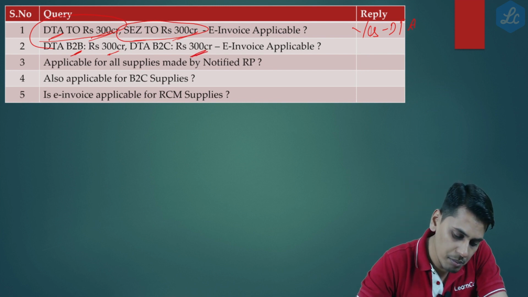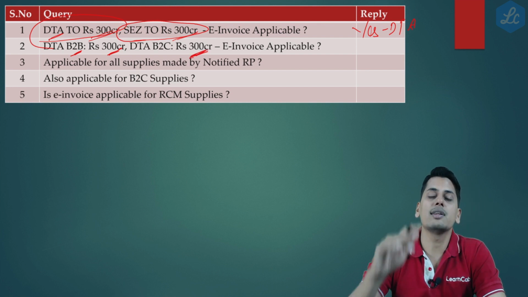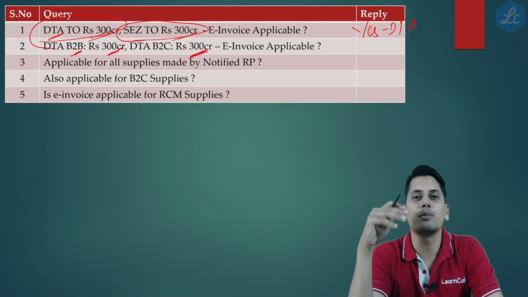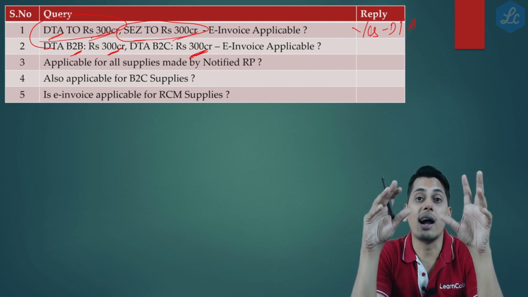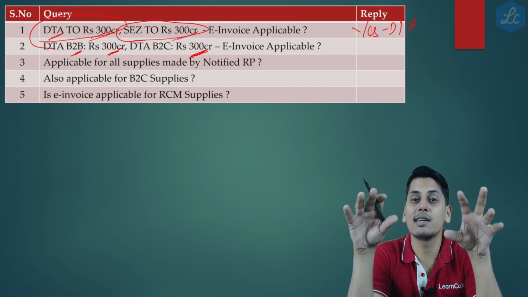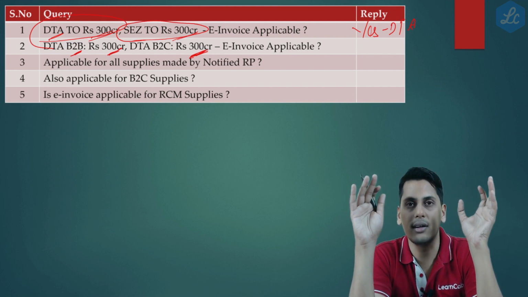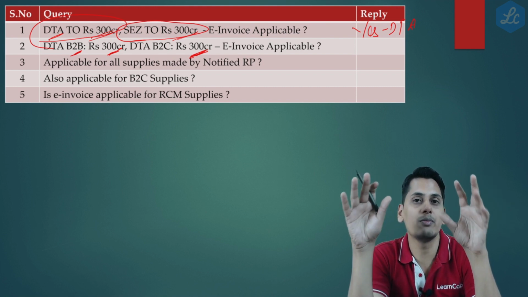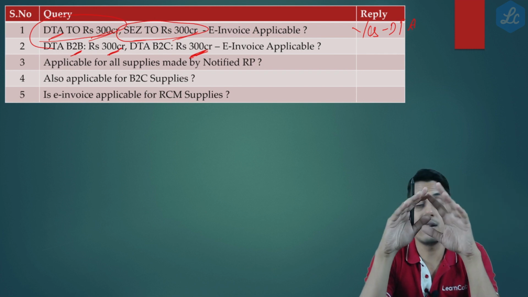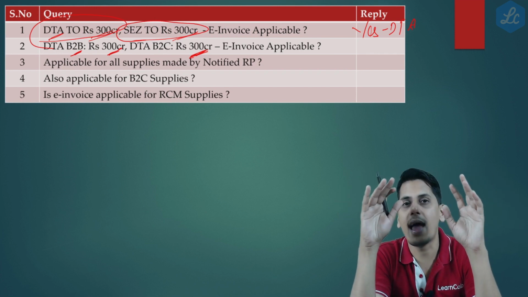I repeat, B2B supplies turnover is 300 crores. B2C supplies turnover is 300 crores. Whether e-invoicing provisions are applicable. Friends, for the applicability, you need to check what is the aggregate turnover. Aggregate turnover is nothing but your PAN-based turnover. The PAN-based turnover happens to be 600 crores. Is it exceeding the threshold? The answer is yes. Should e-invoice be prepared? Any reference to SEZ? There is no reference to SEZ in the second example. Should e-invoice be prepared? The answer is yes.